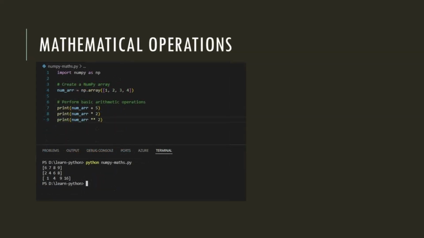Let's have a look at some mathematical operations on array elements. We have an array with 4 elements: 1, 2, 3 and 4. First of all, we use array plus 5. So every element will have 5 added to it and we'll print out the output. Then we multiply every element by 2 and print out the output. Then we raise every element to the power of 2 and print out the output. These operations work on every element automatically and are extremely useful for scientific computing.